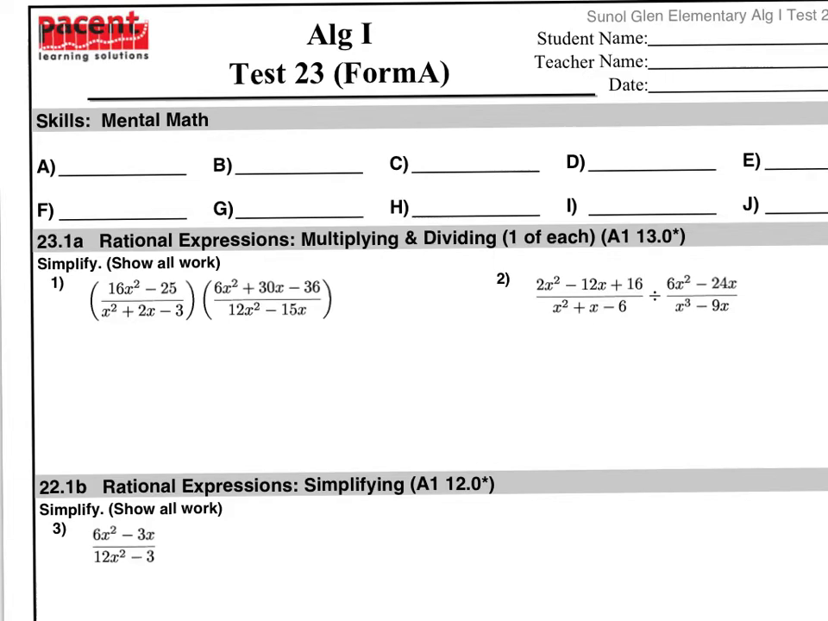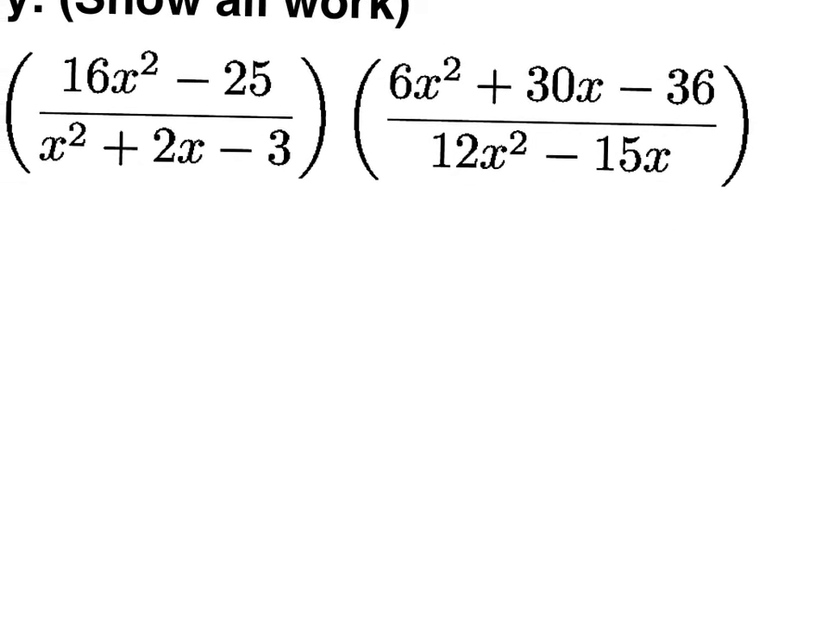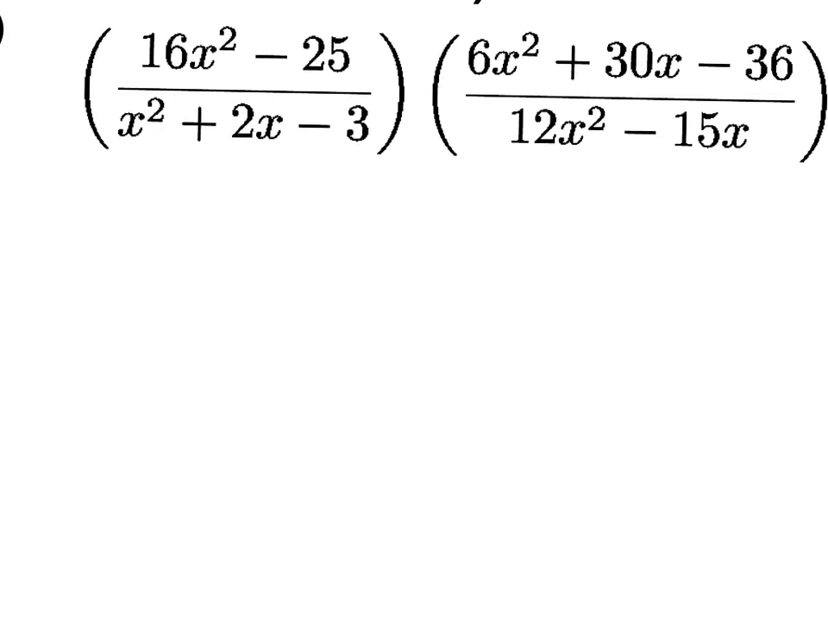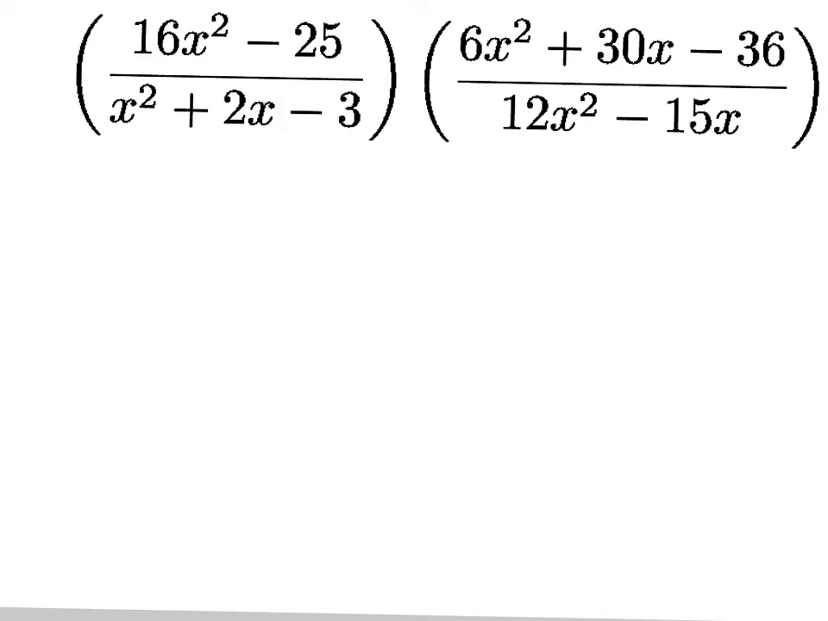Okay, so we're going to take our paper and we're going to start with problem number 1, but I'm going to enlarge it so that I have a little bit more workspace and can write it out a little bit. So let's factor. Our numerator is going to become 4x minus 5 times 4x plus 5. And I knew that because of the no middle term rule that we learned.